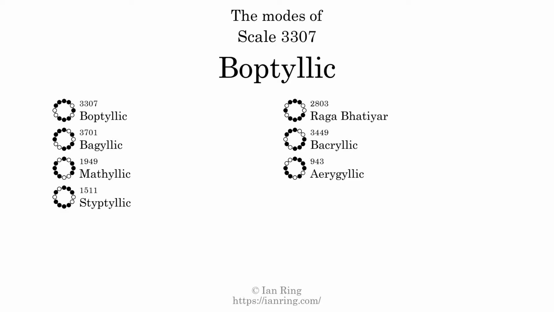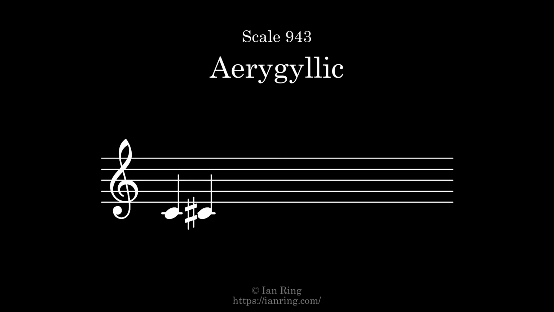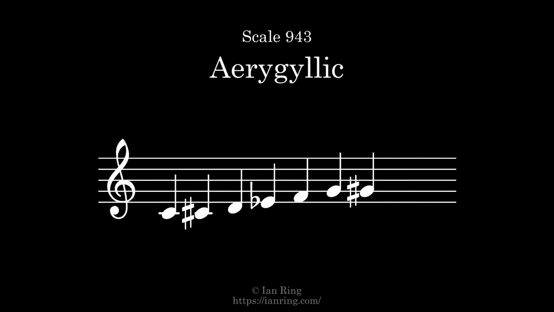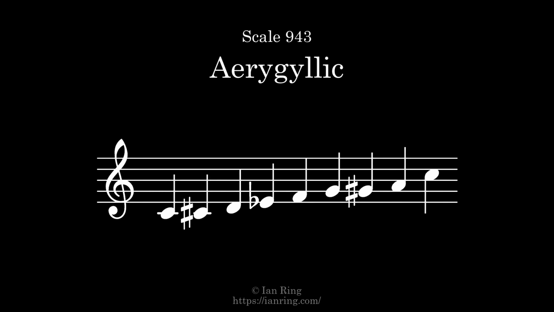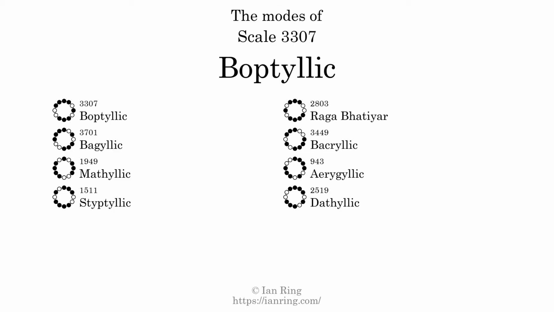The seventh mode is scale 943, also known as Heteromorphisms. It sounds like this. The eighth and last mode is scale 2519, also known as Boptyllic. It sounds like this.